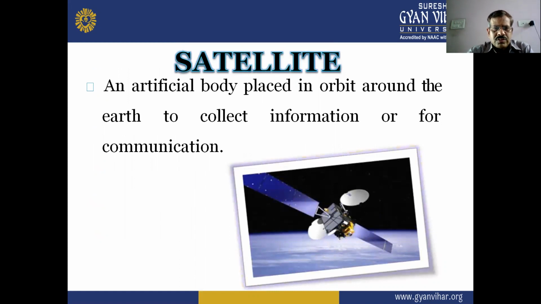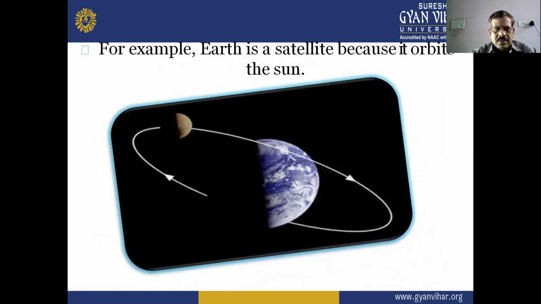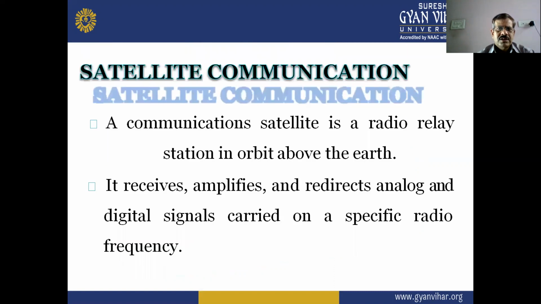So what is a satellite? An artificial body placed in orbit around the Earth to collect information for communication. For example, Earth is a satellite because it orbits the Sun.